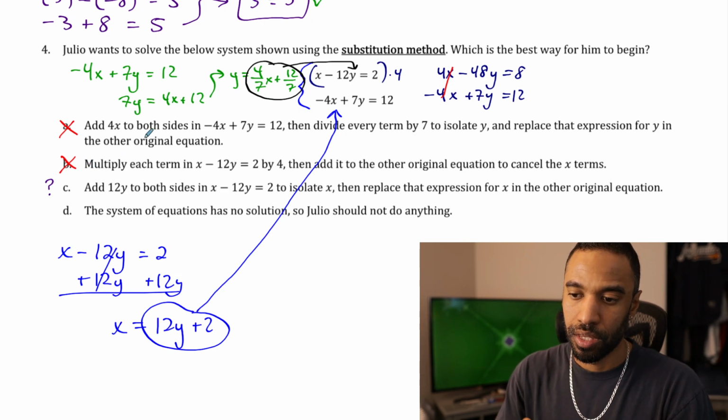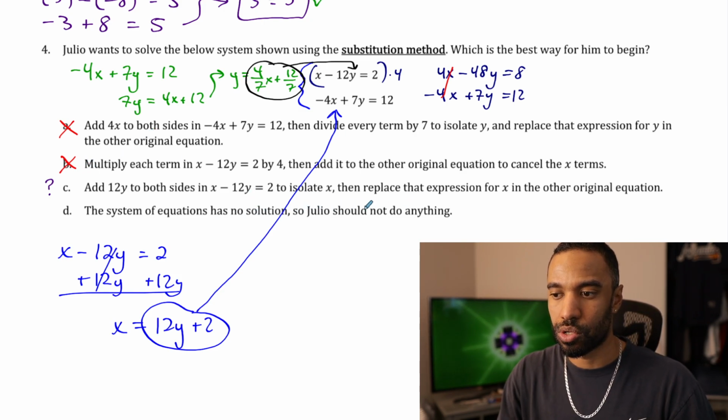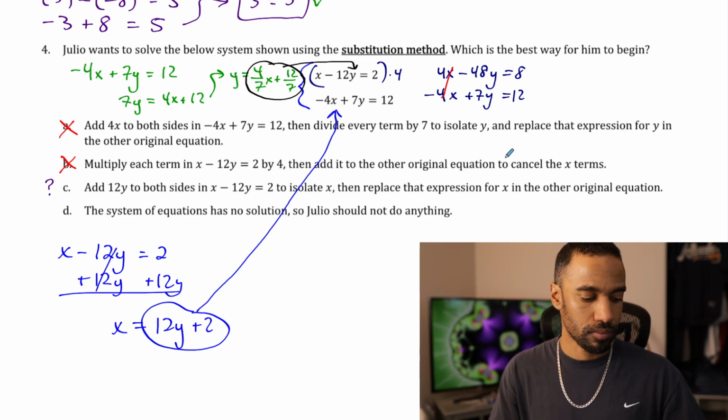Let's look at D. The system of equations has no solution, so Julio should not do anything. Whoopsie. All right.